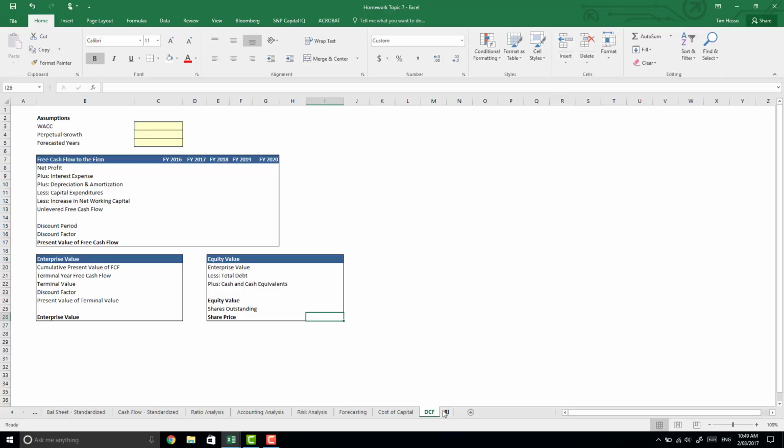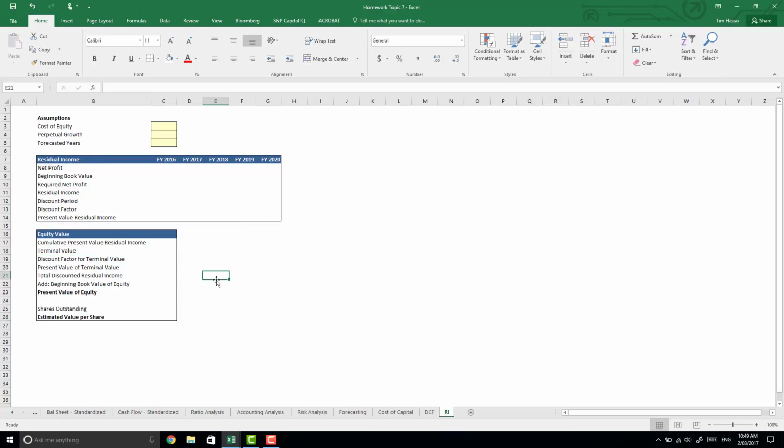The second model we'll be applying is the residual income valuation model, which is structured very similarly in the sense that we have a set of assumptions. We have the thing that we're interested in, which is residual income in this case. And again, we're discounting it back to the present period.